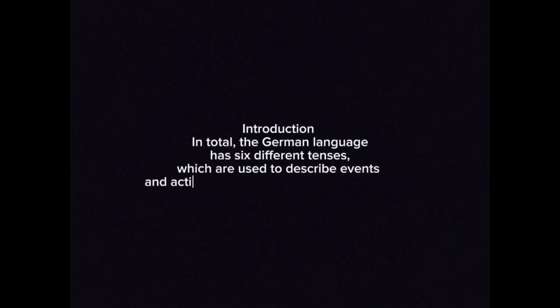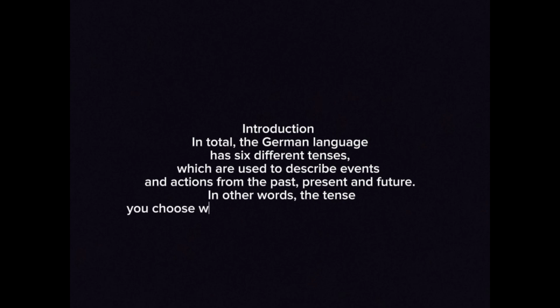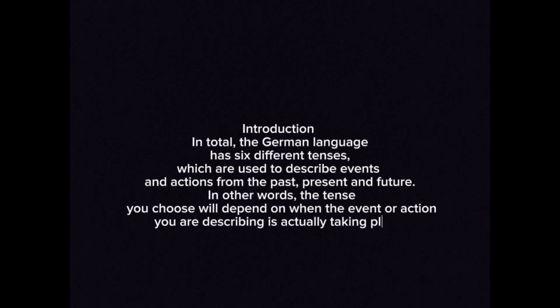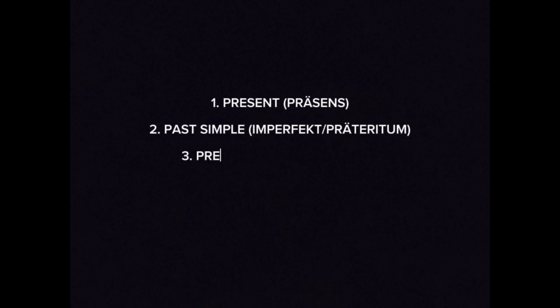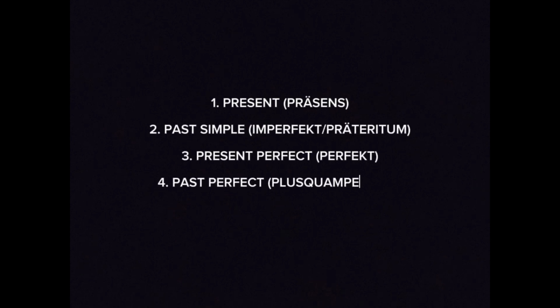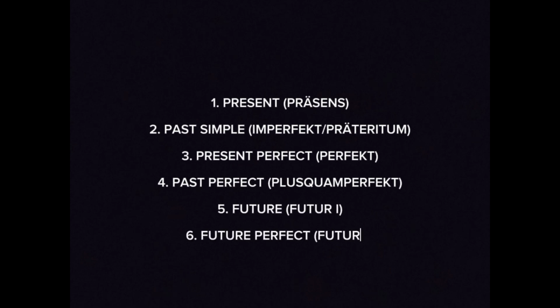Introduction. In total, the German language has 6 different tenses which are used to describe events and actions from the past, present and future. In other words, the tense you will choose depends on when the event or action you are describing is actually taking place. So there are 6 tenses: present tense, past simple tense, present perfect tense, past perfect tense, future 1 and future 2.